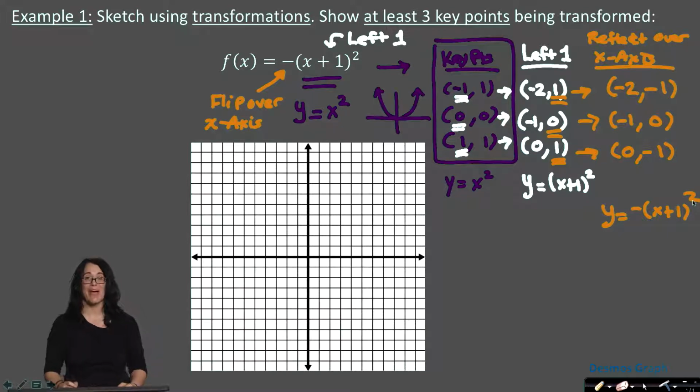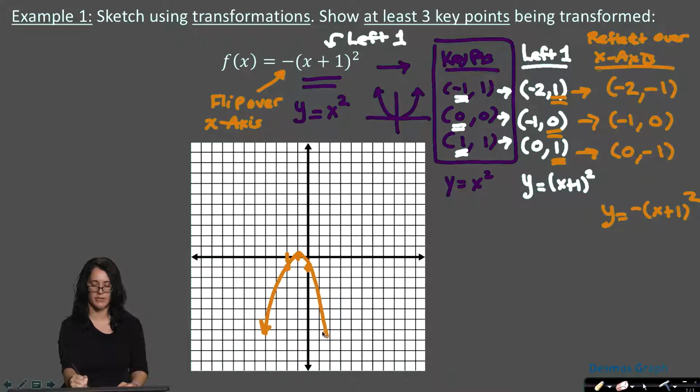Let's go ahead and put them on our graph and see how it looks. At negative 2, we're supposed to have the output of negative 1. So that would be like down here. At negative 1, we're supposed to have the output of 0. And at 0, we're supposed to have the output of negative 1 again. And it's a parabola, and it looks like it's opening down.